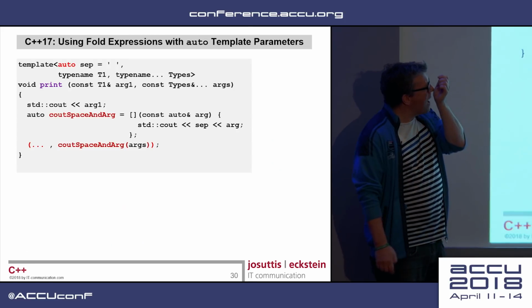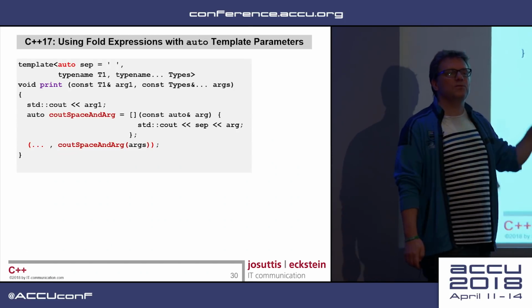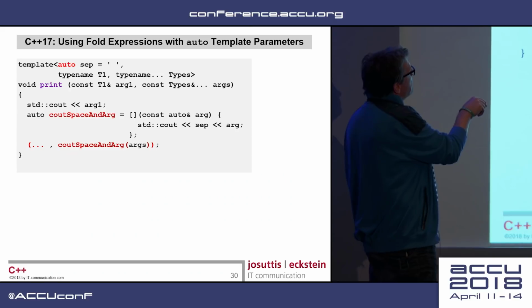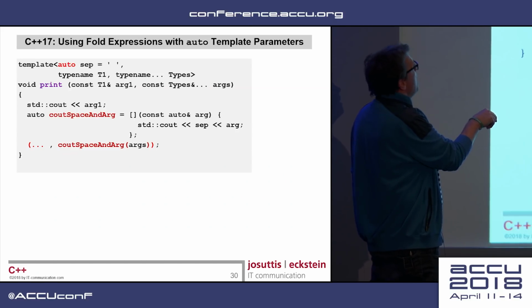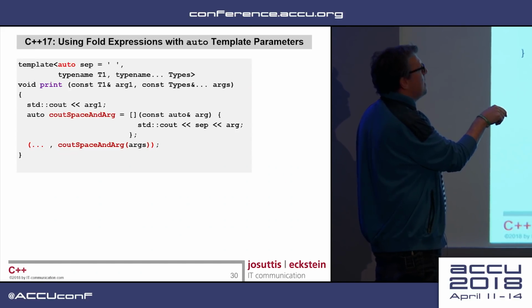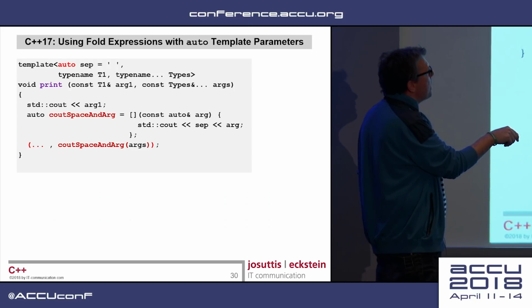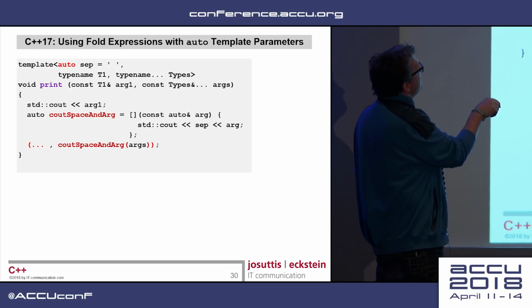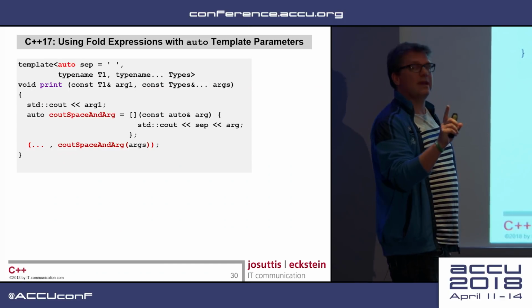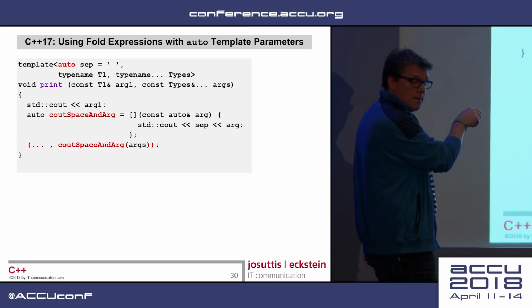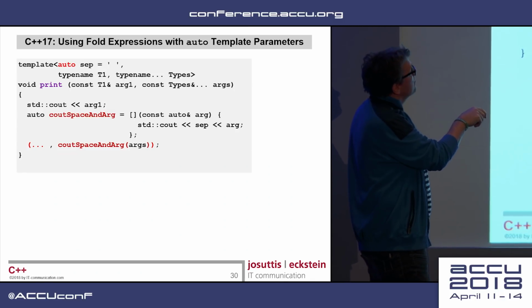So why do I tell you that? We can now do the following trick. In our print statement, where we want to take an arbitrary number of arguments and put a separator between all the arguments, we can now parameterize this with auto, a separator. So not necessarily a character, we can use auto here. The default is to take a character being the empty character.